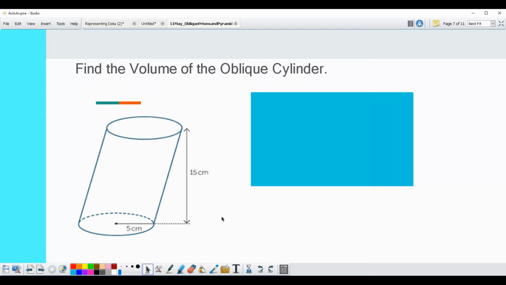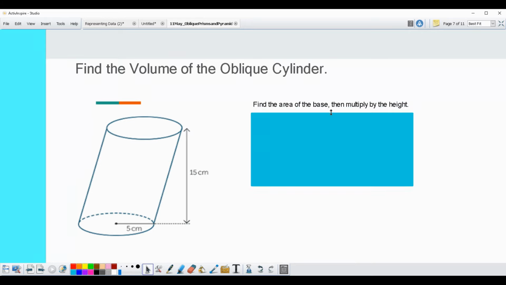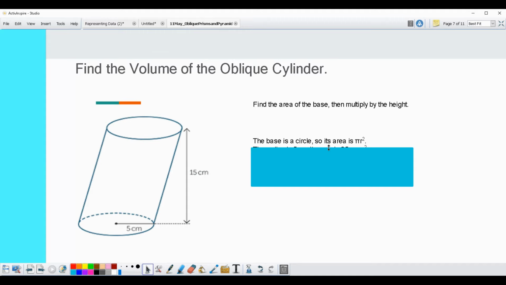So to find the volume of an oblique cylinder, you may have already guessed it. I'm going to scroll this down for you. We find the area of the base, and then we multiply it by the height. That was our big B that we've used before, the area of the base. So this base is a circle. To find the area of the base, that's going to be pi r squared. Our radius is the r.